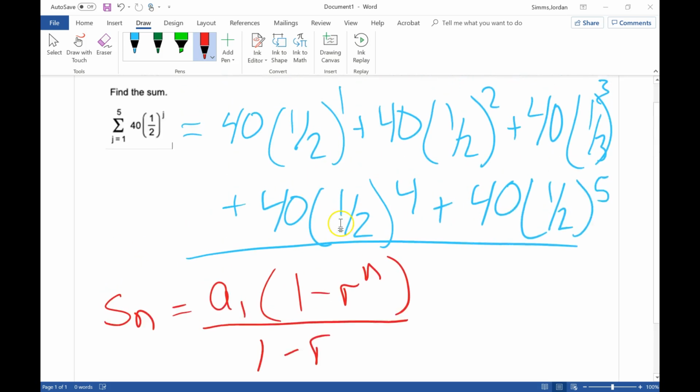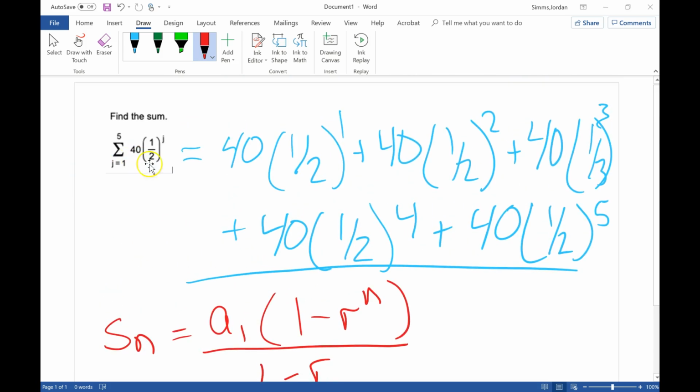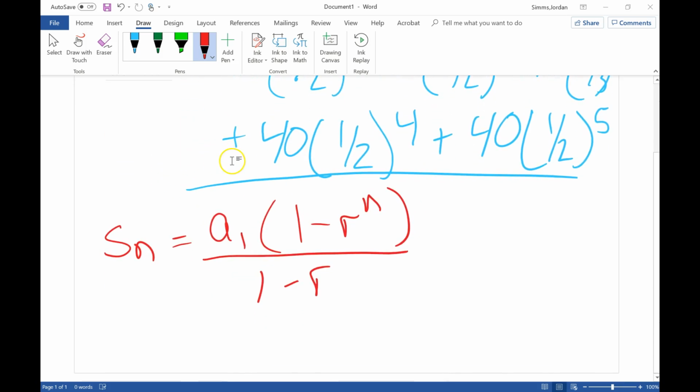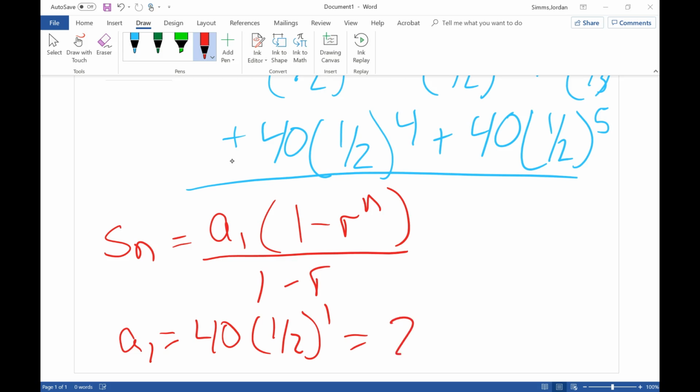Now in this case, we're not given any of the sums. We don't know what these are, so what we have to do is find a1, and this gets at your question. So to find a1, I'll just do it down here. a1 is going to equal 40 times a half to the first exponent. That's going to give us a1. So 1 half to the 1 is 1 half. Half of 40 is 20. So that's going to give us our a1 right there.